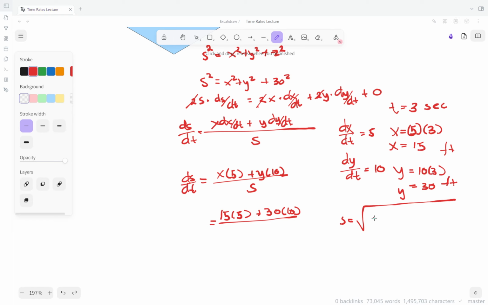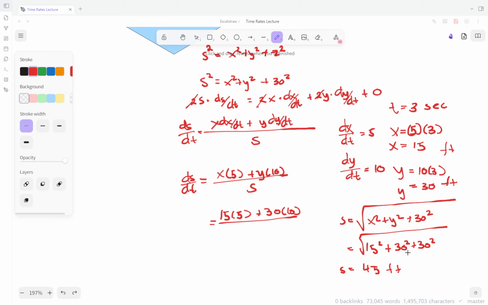So you have here x squared plus y squared plus 30 squared. And since we already have the values of x and y after 3 seconds, we're just going to put them in there. That's 15 squared plus 30 squared plus another 30 squared. And what's the value for that? Well, the value for that is 45 feet.